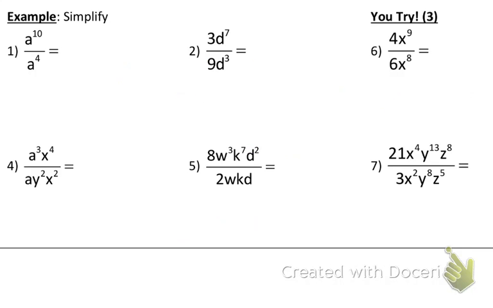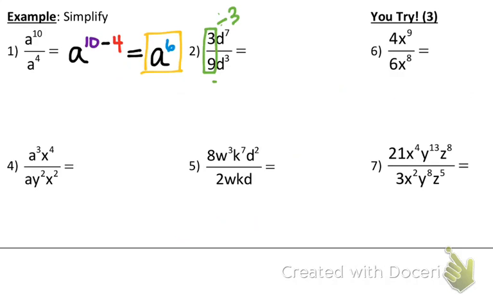In this first example, we have a to the 10th over a to the 4th. So my common base is a, and I'm going to take the exponent of the numerator minus the exponent of the denominator. So a to the 10 minus 4. 10 minus 4 is 6, so we have a to the 6th.